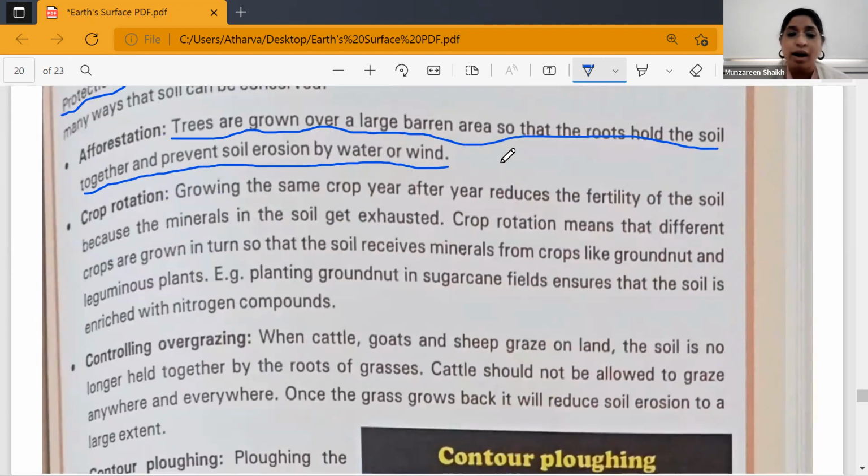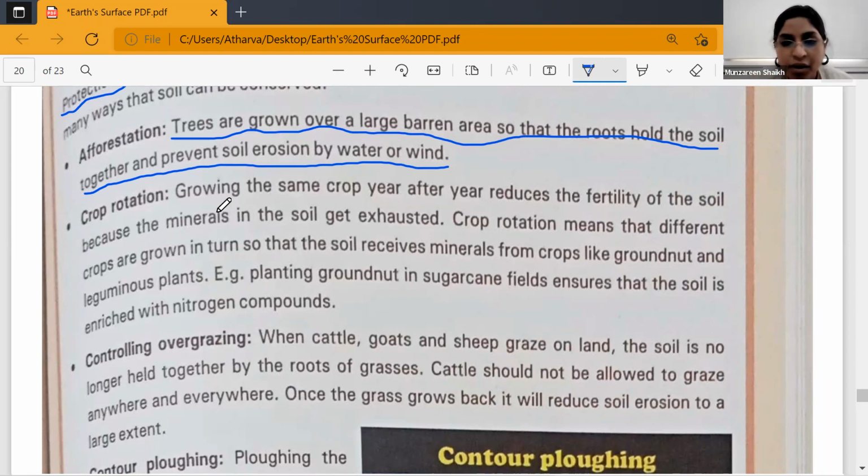And because of this, what happens? The mineral in the soil gets exhausted. So what can we do, what will be the solution? Crop rotation means that different crops can be grown turn by turn, so that the soil receives minerals from crops like groundnut and leguminous plants. Please underline this.